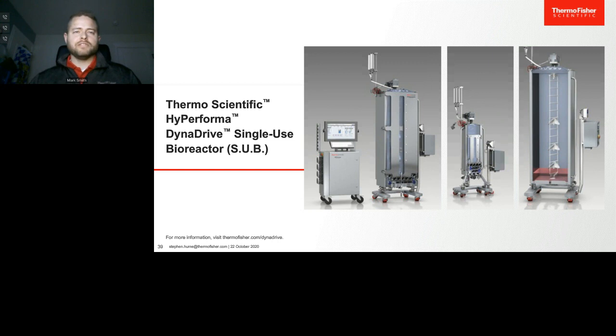So first, in terms of performance, DynaDrive can reach up to 80 watts per meter cubed power per volume across scales and provide mass transfer coefficients, or KLAs, in excess of 60 inverse hours. To provide context to that number, a typical mammalian cell culture of maybe 15 million cells per mil may only require KLAs of 4 to 6 inverse hours. So the DynaDrive can provide more than 10-fold the requirements of what cultures in the past have demanded.